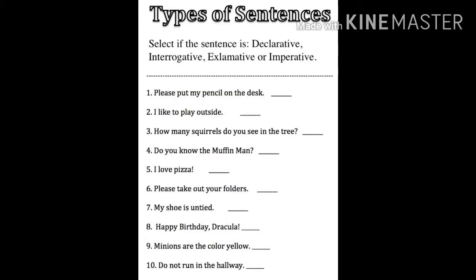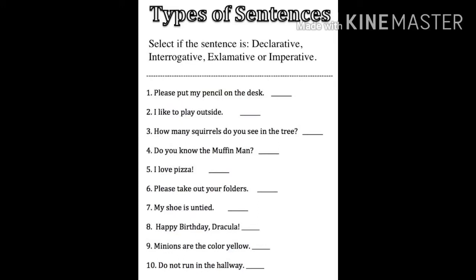Fifth: "I love pizza!" You're showing a strong emotion or response to something, so it is an exclamative sentence. Sixth: "Please take out your folders." Again, you're commanding in a requesting way, so it is imperative. Seventh: "My shoe is untied." You're telling something, stating something, so this is a declarative sentence. Eight: "Happy birthday, Dracula!" You're wishing, which is also a kind of strong emotion, and it has an exclamation mark, so it is an exclamative sentence.